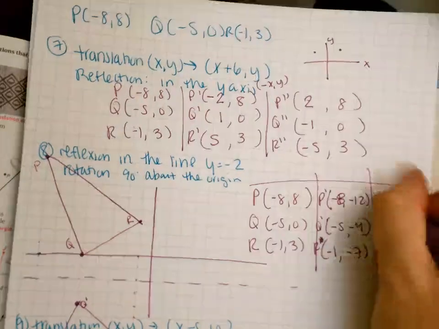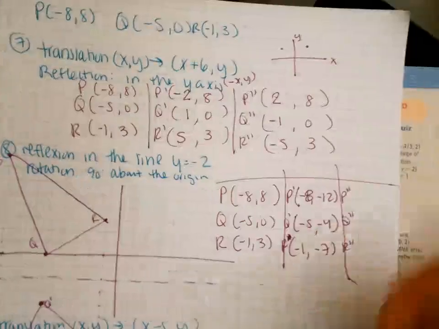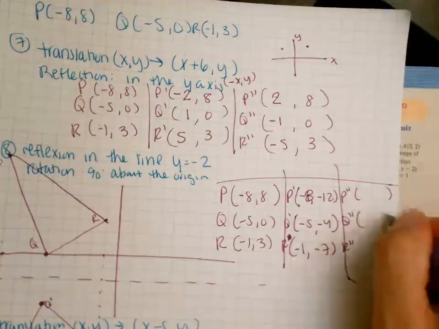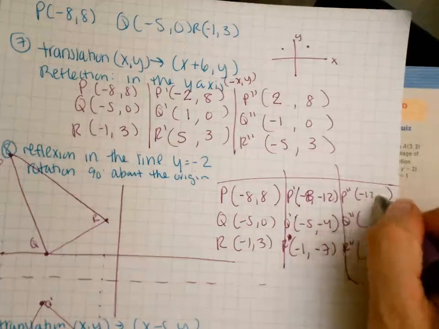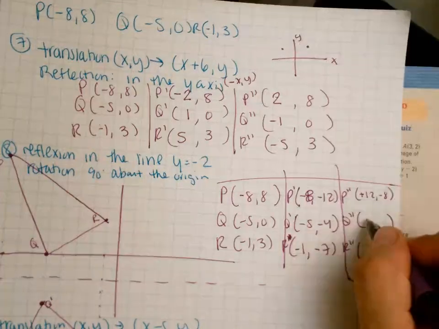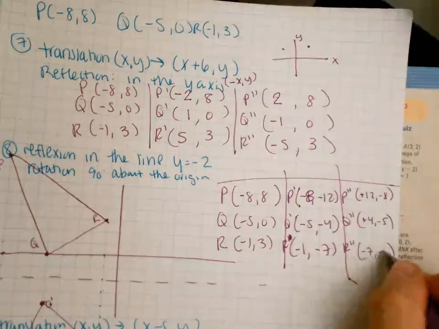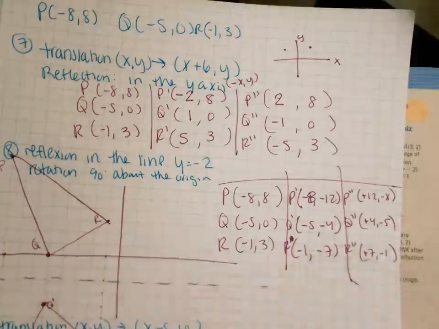So now we need our P prime prime, our Q prime prime, and our R prime prime. So this one's going to be a 90-degree rotation about the origin. I know those rules. Switch the x and the y, change the sign of the new x. Those are my image of my image. Those are my final answers.